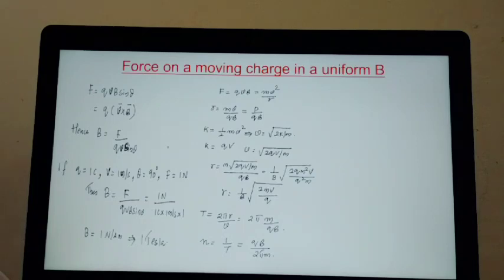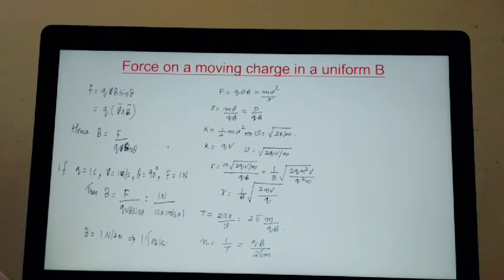From that, r is equal to mv divided by qB, and mv is the momentum p, so r is equal to p by qB. And you know kinetic energy K is equal to half mv square. So v is equal to root of 2K divided by m. And what is K? K is the kinetic energy. When a charge q is in the potential V, the kinetic energy is given by q into V. So that K you can replace by qV. So small v is the velocity and capital V is the potential. Don't get confused. So v is equal to root of 2qV divided by m.